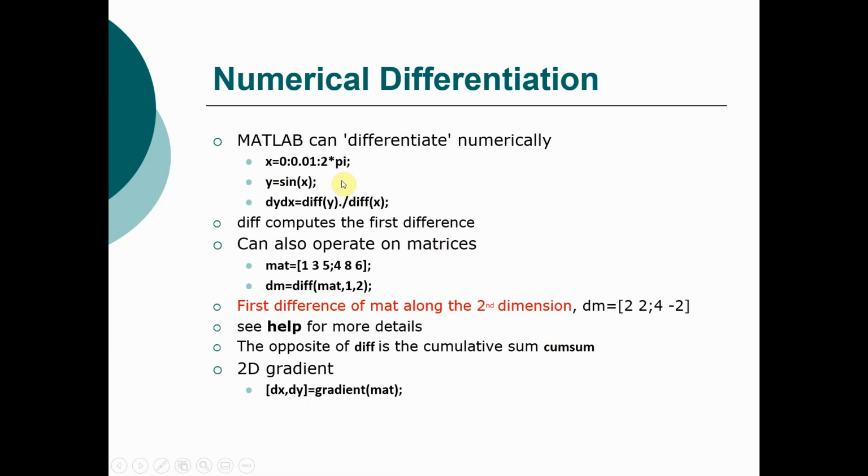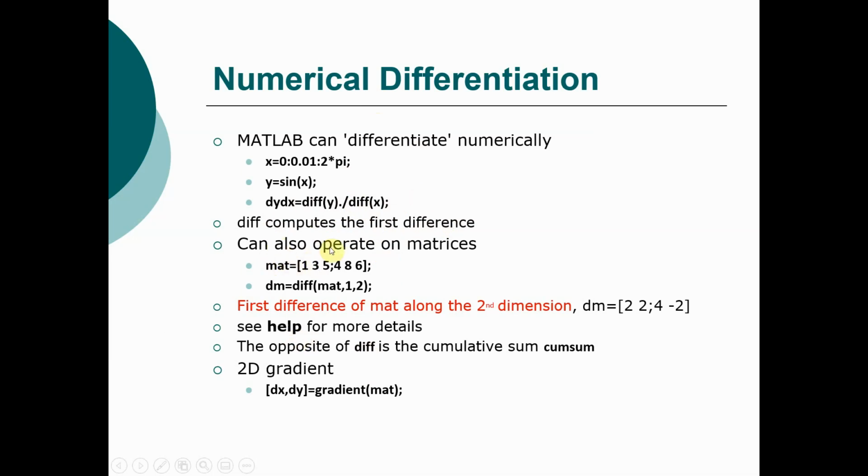So this is another example, right? x goes from 0 to 2 pi with a step of 0.01. y is sine of x, right? We can calculate diff y by diff x, right? This is going to compute, as diff computes the first difference, and this is going to give us either a forward or backward difference, depending on how we look at it. This part is also for your information, right?